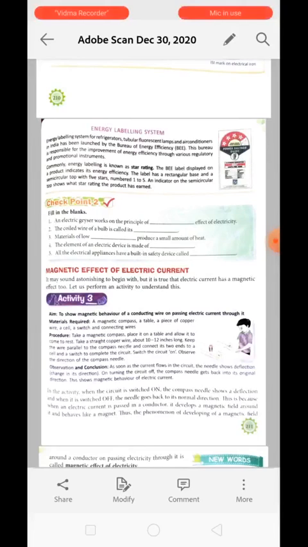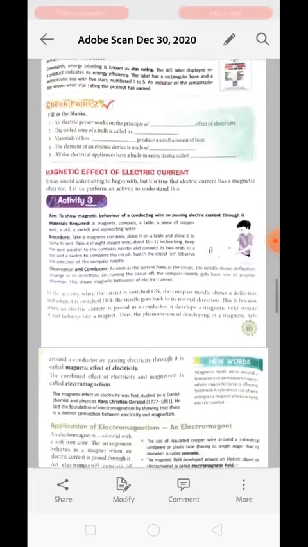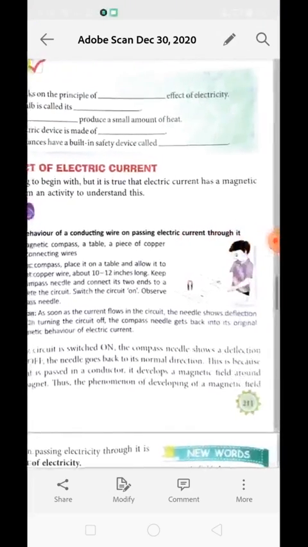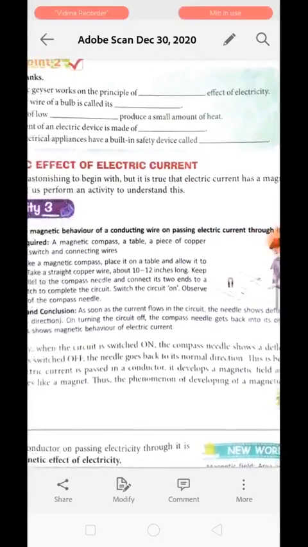Magnetic effect means when, due to the passage of electric current, an object behaves like a magnet. This is called the magnetic effect of electric current. Understood? It may sound astonishing, but whenever electric current is passing through a wire, it may behave like a magnet. To show this, we have to perform activity number 3, to show the magnetic behavior of a conductive wire on passage of electric current through it.